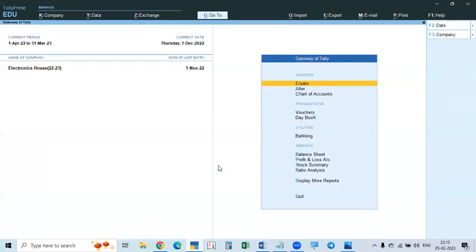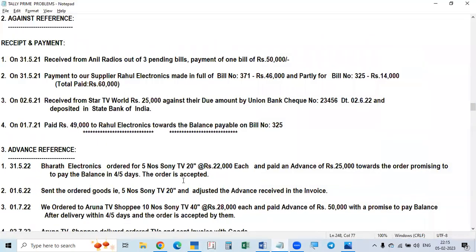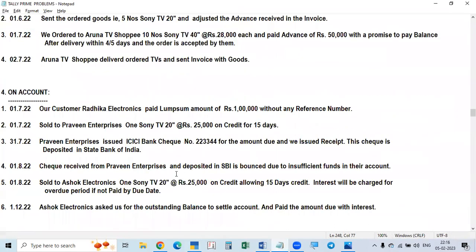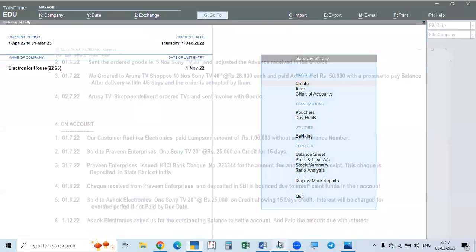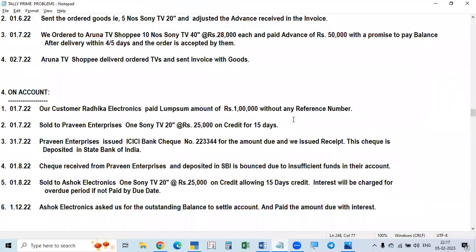This is the company. Here, we'll take one example. On 1-7, our customer, Radhika Electronics, paid a lump sum of 1 lakh without any reference number. Here the problem is that Radhika has paid 1 lakh to us without any reference. So first we'll go to that.